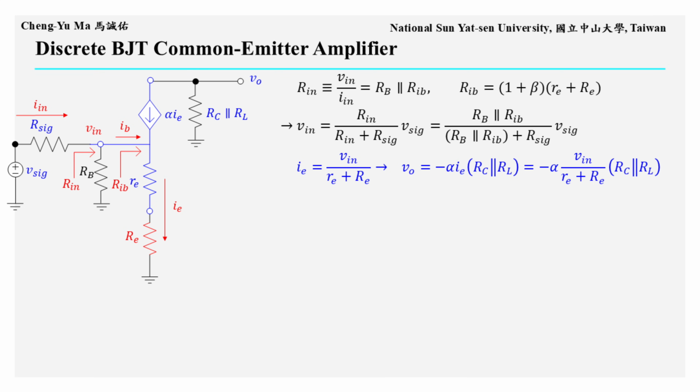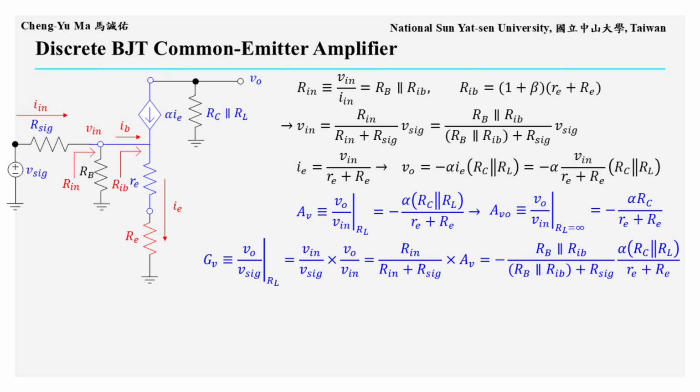The output side controlled current is approximately alpha times IE. Therefore, the output voltage is Vo equals negative alpha times IE multiplied by Rc in parallel with RL. Substituting IE gives Vo equals negative alpha times Vπ over re plus Re multiplied by Rc in parallel with RL. From the expression for Vo, the voltage gain is Av equals Vo over Vπ, which is negative alpha times Rc in parallel with RL, divided by re plus Re.